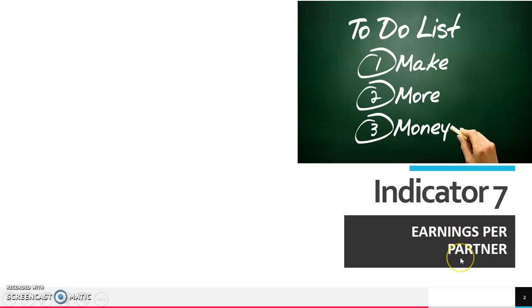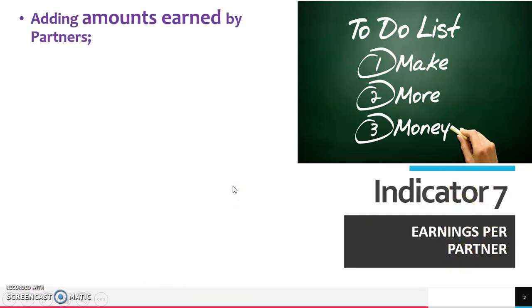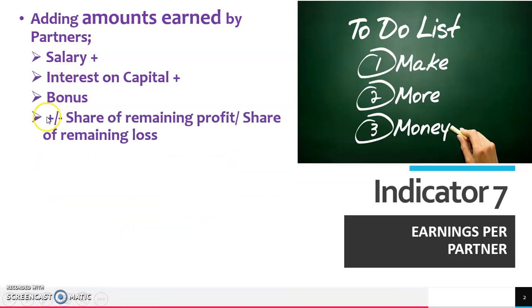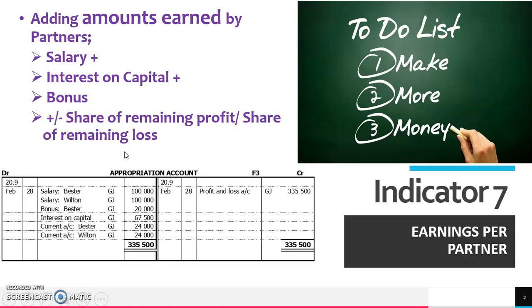First of all, earnings per partner. This is indicator number 7. Basically, what you're looking at here is the amount that each partner is earning separately. So you would take their salary for the year per annum, add the interest on their capital, plus if they have a bonus, and then finally, plus or minus their share in the profit, which is a plus, or if there was a loss, that would be a minus. So basically what you're doing is you are looking at your appropriation account, but just separately for each partner.